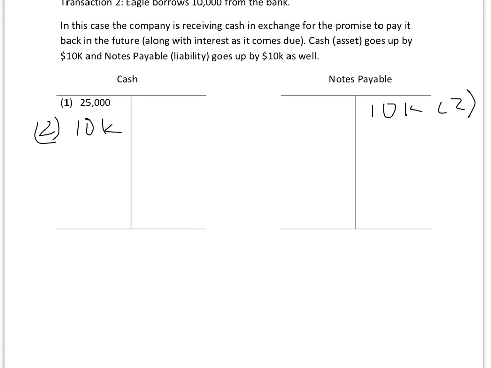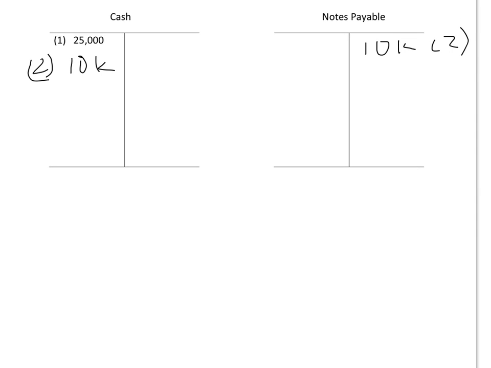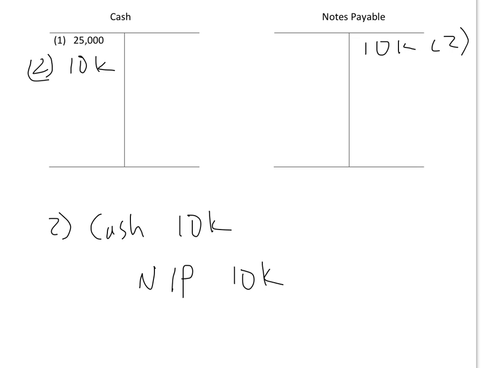Now we create our journal entry. It's going to match up, remember. We're going to have cash of $10,000 and a note payable of $10,000. Again, we're increasing assets, we're increasing liabilities, so our accounting equation is going to stay in balance.